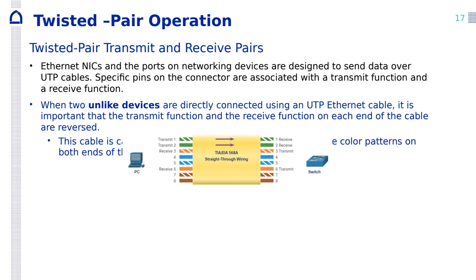Twisted pair operation. Your cable is connected to the network interface card, and the ports on the networking device are designed to send data over the UTP cables. Specific pins have special functions for the transmission. If two unlike devices are directly connected using a UTP Ethernet cable, it is important that the transmit function and the receive function on each end of the cable are reversed.